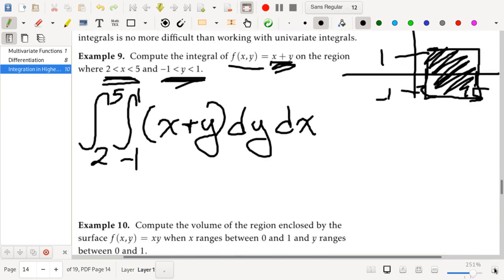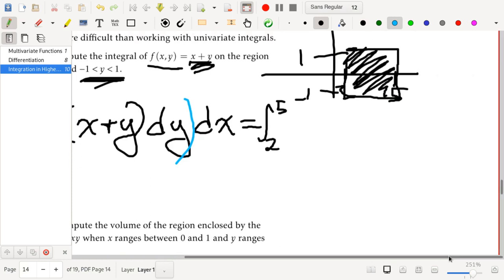I probably want to zoom in to effectively gain more space. All right, so we'll have 2 to 5. And as I mentioned before, I treat the inner integral as if x is a constant, so I compute that integral first. Okay, so if I'm treating x as a constant, then the antiderivative for the inner integral is going to be xy plus y squared over 2.